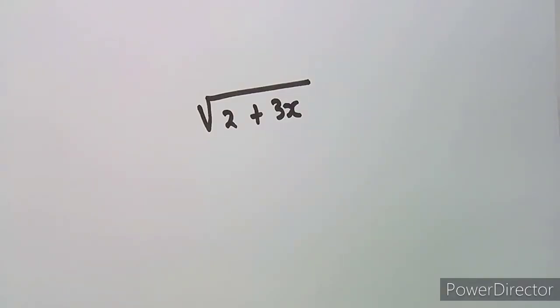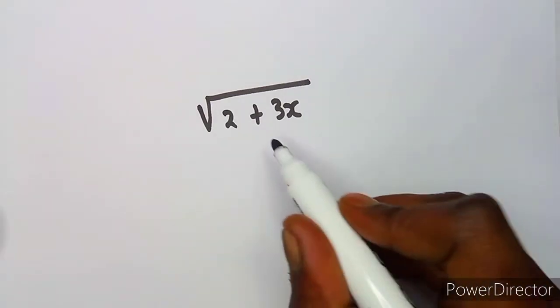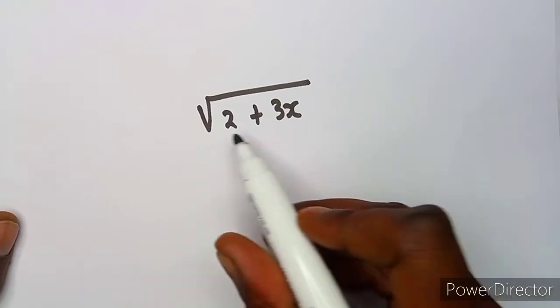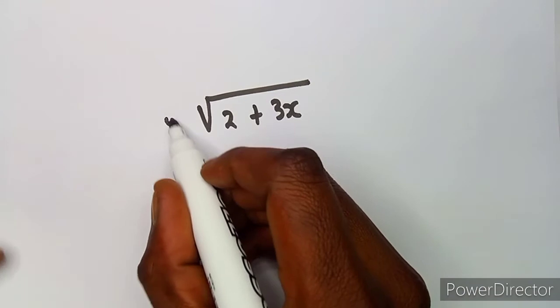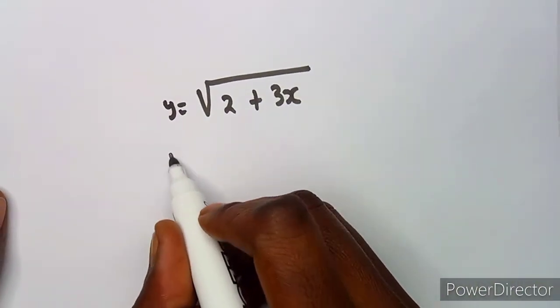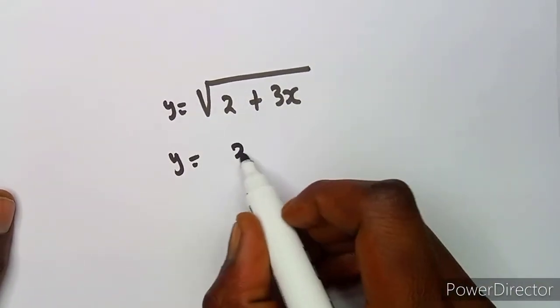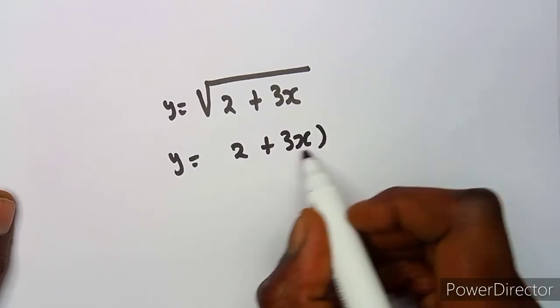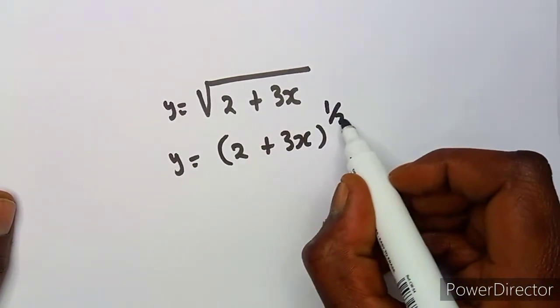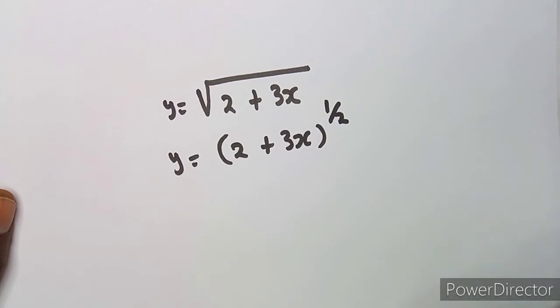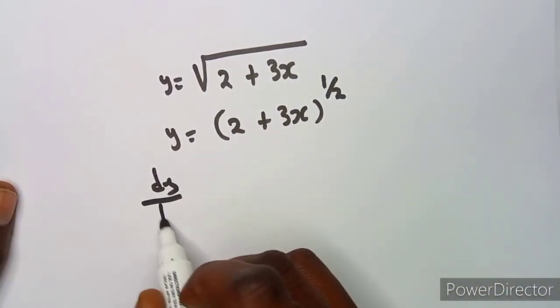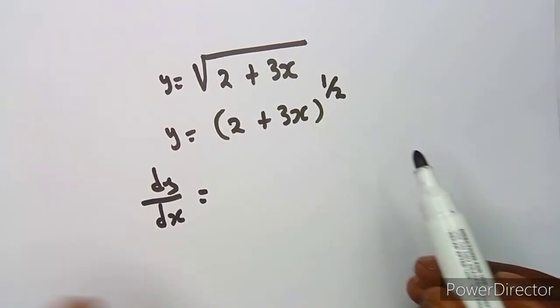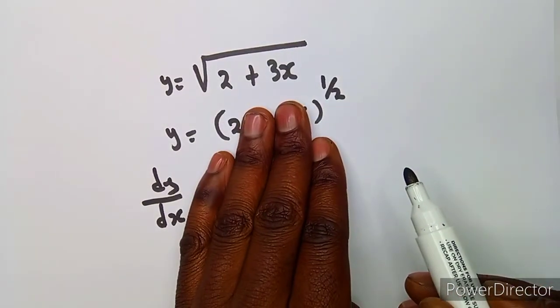Why is it possible for us to apply this concept? Because we know that square root simply means to the exponent of what? Of a half. So this part here, I can rewrite, because this y is equal to, I can write it as y is equal to 2 plus 3x to the exponent of a half. All right, so the moment I can write it like this, it's now easier for me to find the derivative of y with respect to x, because I can find the derivative of the bracket.